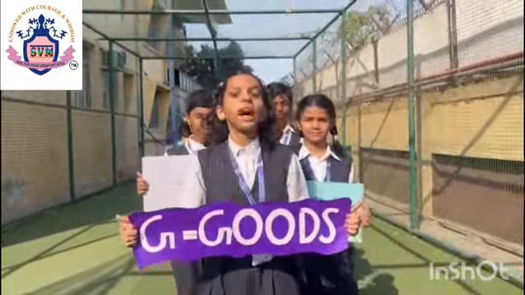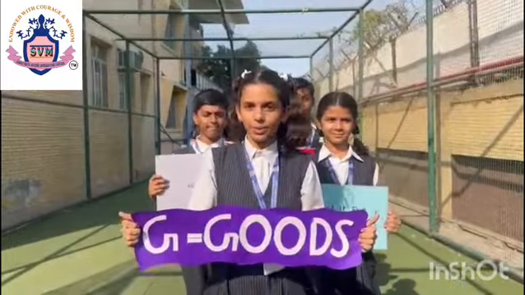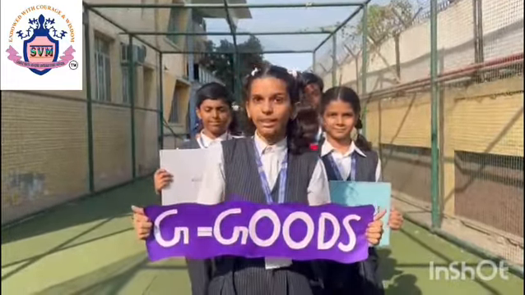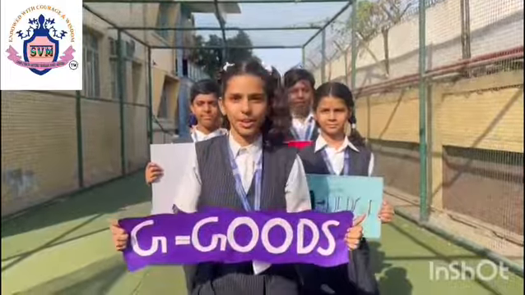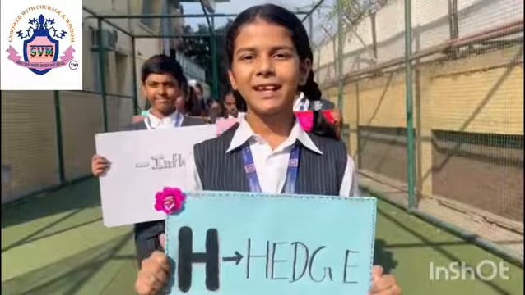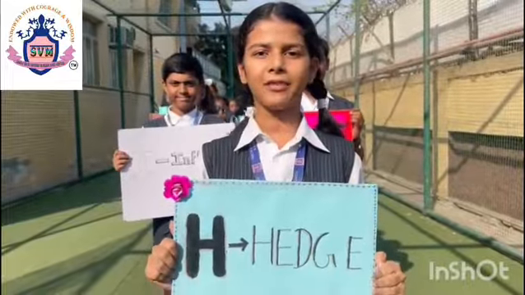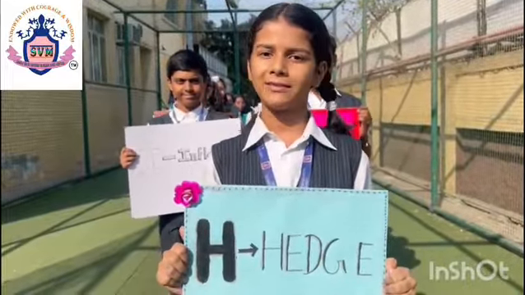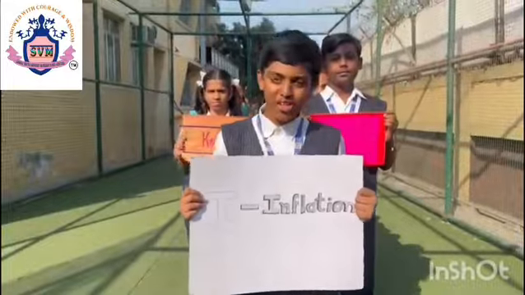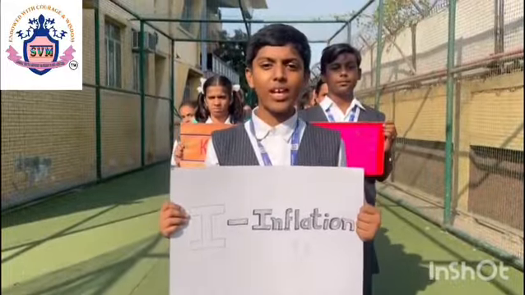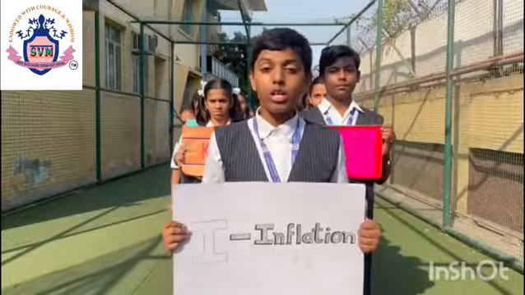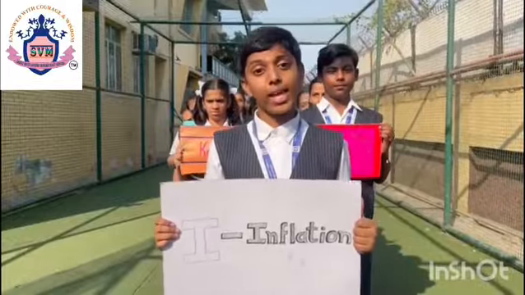Goods. Goods are the items people buy and use. For example, grocery items, clothes, furniture, etc. Hedge. Hedge is a strategy used to reduce the stress of using money. It is like having an insurance of your own investments. Inflation. Inflation means the cost of things rise over time. So, you need more money to buy that same thing.